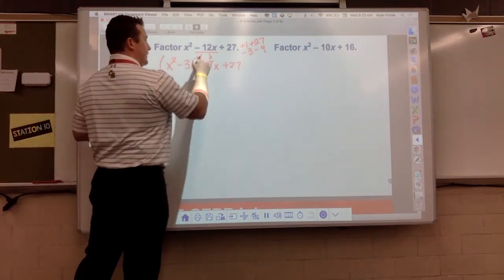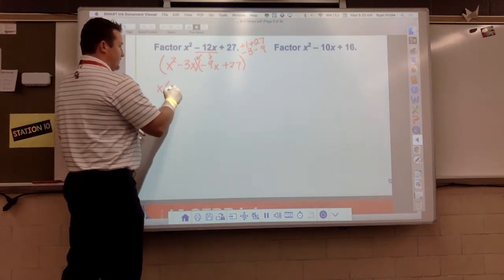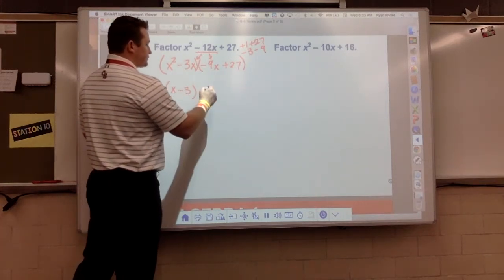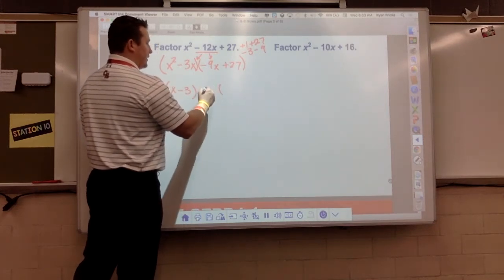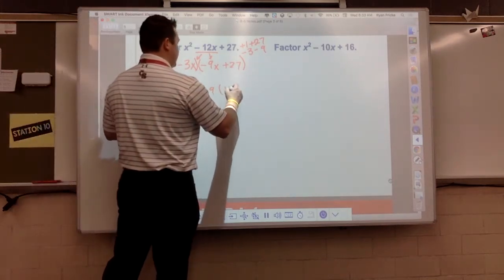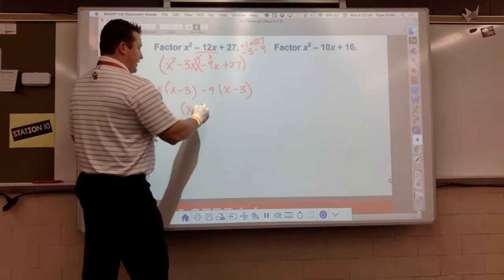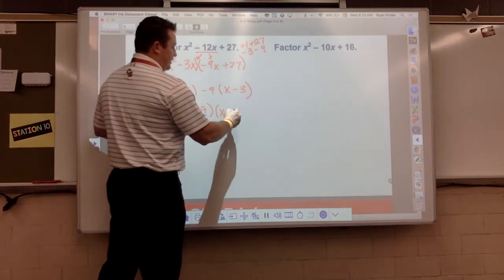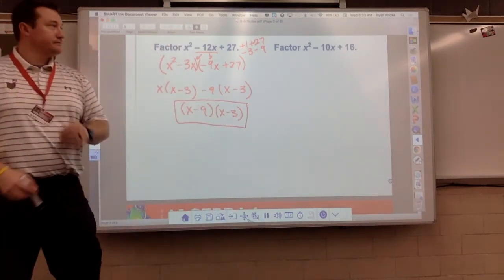Group it. Be careful, we've got a negative here. So I'm going to go x, and this is going to turn into x minus 3. I'll take out a negative 3. No, I'm not going to take out a negative 3. We're actually going to go for a negative 9, people, and that'll turn this into x minus 3. Bring everything together: x minus 9, x minus 3. That's what we're looking for. Good to go?